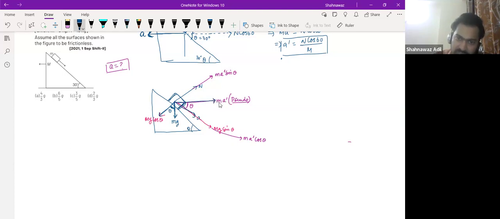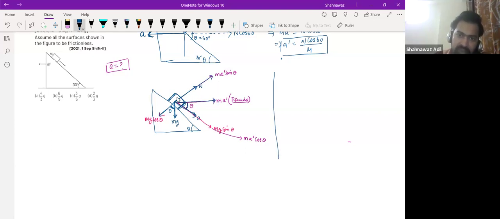Then we also have this pseudo force ma, which will also have two components: this cos theta component and this sine theta component. And then we have this normal reaction. So these are the forces which are acting on this block, and we have to find out this A. So let us solve this.